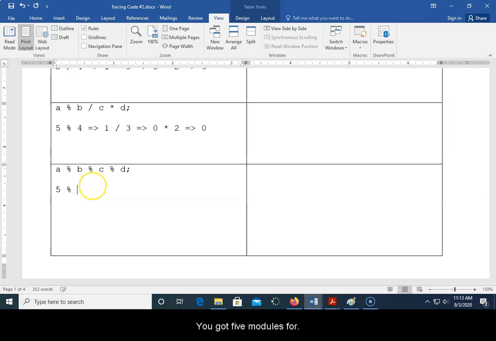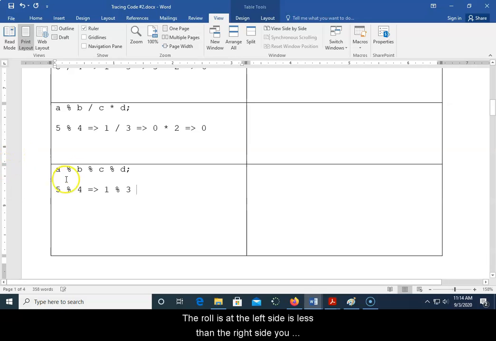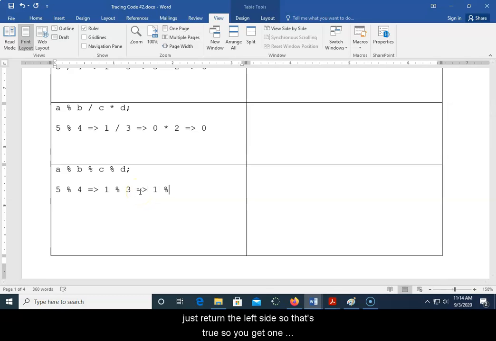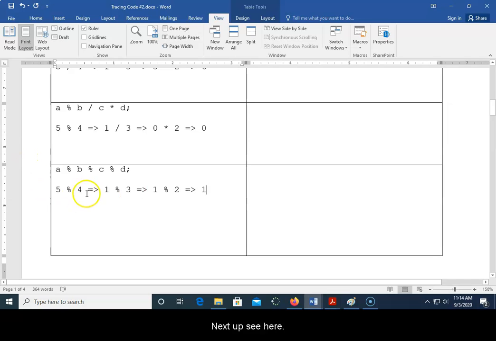Okay. You got 5 modulus 4, which gives us the remainder of 1. You got 1 modulus, what is it, C? C is 3. So the rule is that if the left side is less than the right side, you just return the left side, so that's true. So you get 1 there. And then 1 modulus D is 2. That would also be 1. 1 is less than 2, so I get a remainder of 1 there.